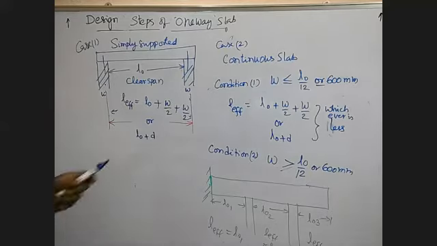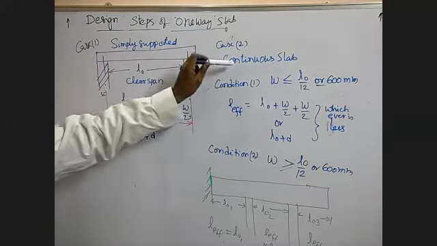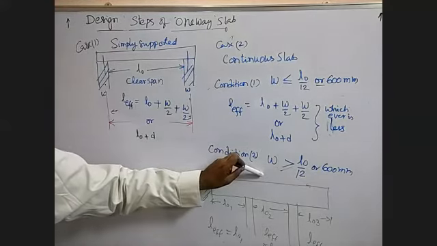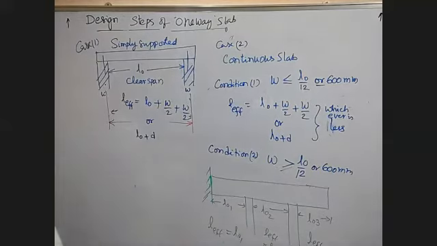So normally we use only condition 1. Whether it is simply supported or continuous, the formula is L effective is equal to the clear span plus the center to center of supports. Beam center to center of supports, whether it is simply supported or continuous. This is only a special case. When this case occurs, then you have to follow this formula. Okay, this is case 2.